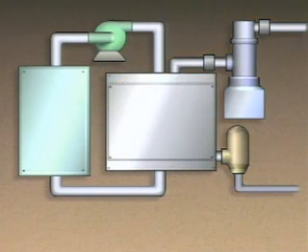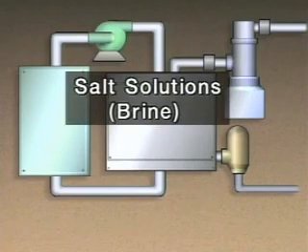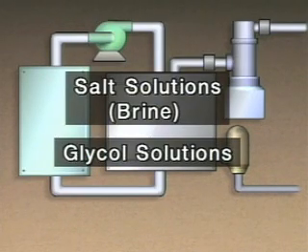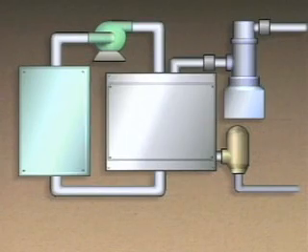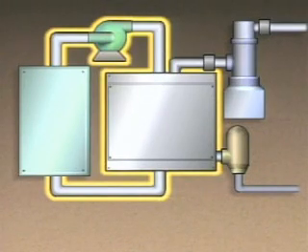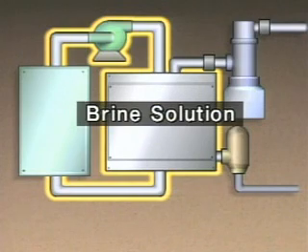Secondary cooling systems typically use coolants such as salt solutions, which are called brine, or glycol solutions. Both of these types of solutions have freezing points that are lower than the freezing point of water. This allows the secondary cooling system to operate at lower temperatures than systems that use water as a coolant. The system in our example uses a brine solution.